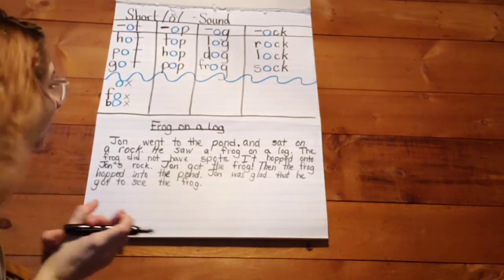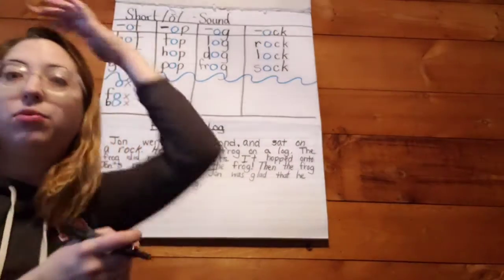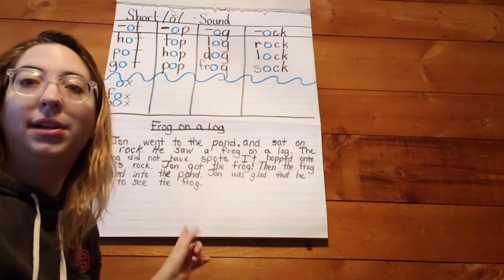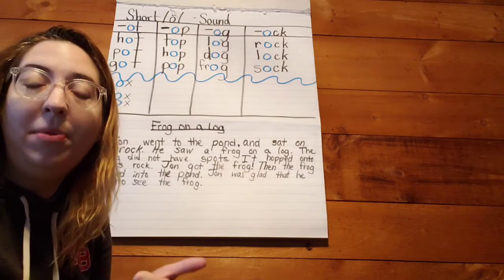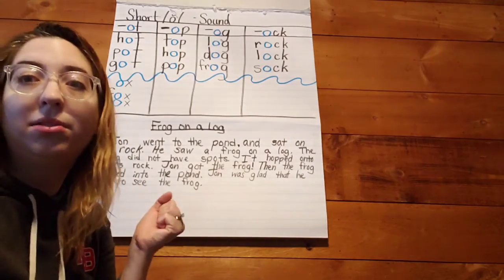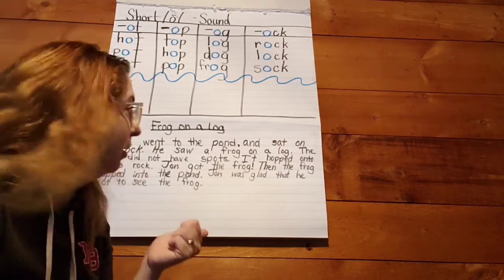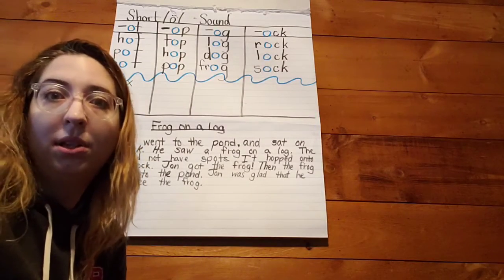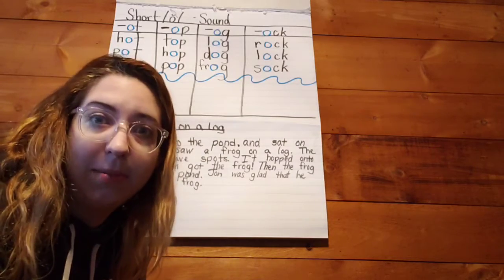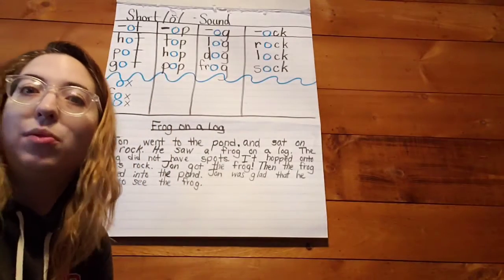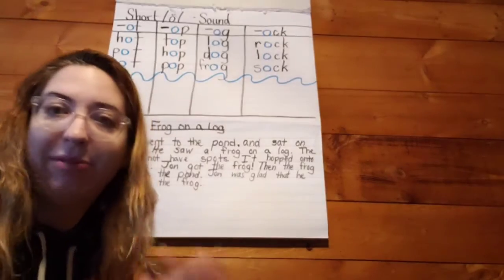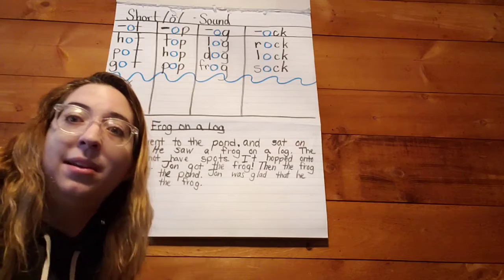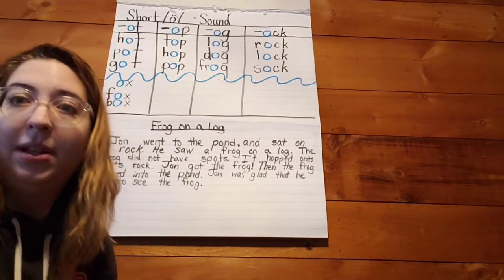Alright? So now we're going to use some of those short O words to read this story, Frog on a Log. You're going to practice reading it out loud to people at home, reading it to yourself, and you're going to answer a couple of questions on a Google document. You're also going to need to find a way to mark all of the words that have short O. So you're either going to need to underline the words in the document or highlight them, find some way that you can mark the short O words. So let me read the story to you, and then I want you to practice reading it aloud to somebody, to a friend, to your pet, to yourself at home, okay?